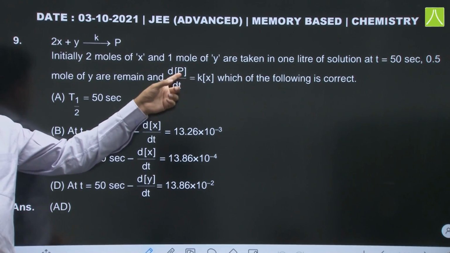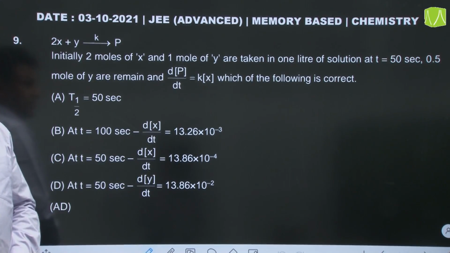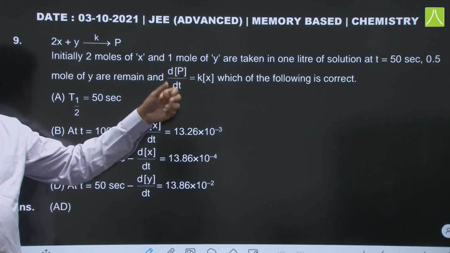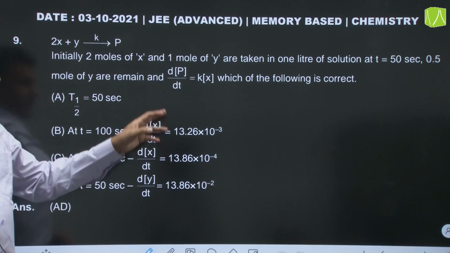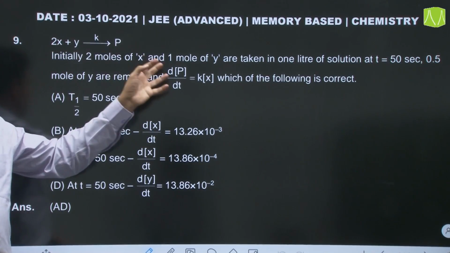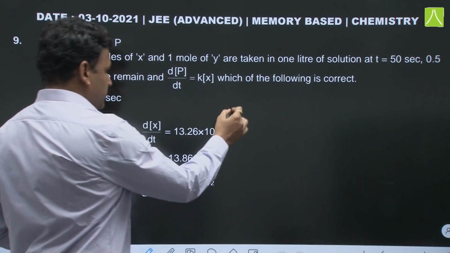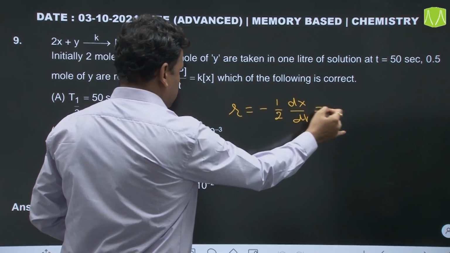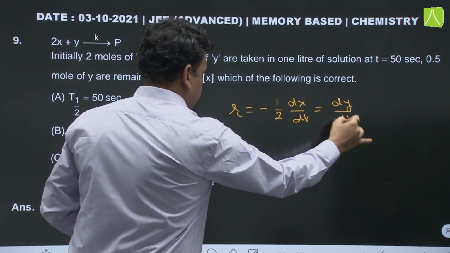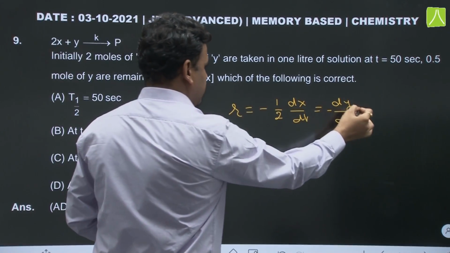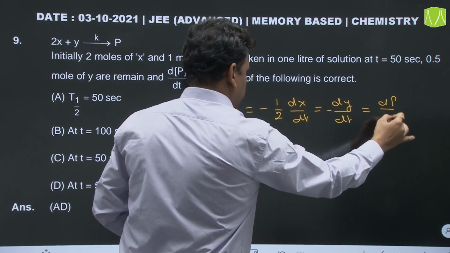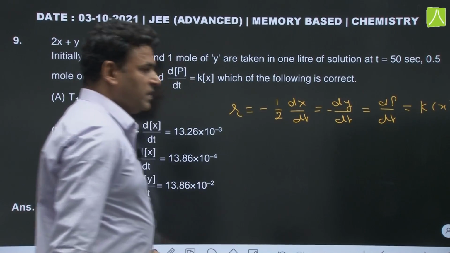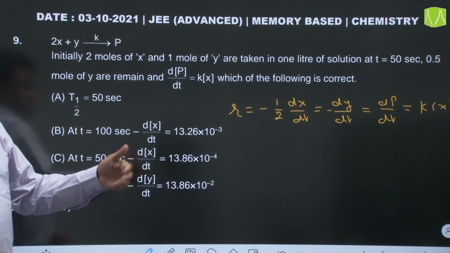And the rate law is given that dP by dt is equal to k[X]. Which of the following is correct? So with respect to X, this is going to be a first order reaction. And dP by dt, we can relate it with the rate of the reaction. We all know that rate of reaction R is equal to minus half into d[X] by dt, which is also equal to minus d[Y] by dt, that is equal to dP by dt, and this is given to us as k into [X]. So it's a first order reaction.